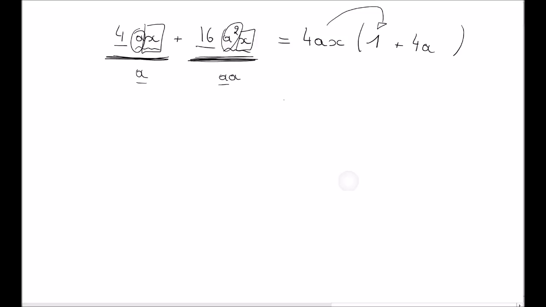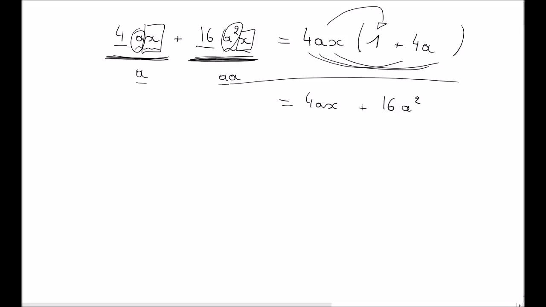Just double check by just expanding the brackets. What do I get? This is double check. So 4ax plus 4 times 4 is 16. A times a is a squared. And x times 1 is just going to be x again. So yes, I factorized it completely.